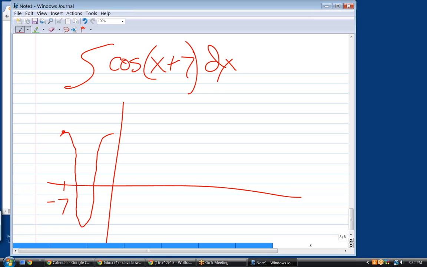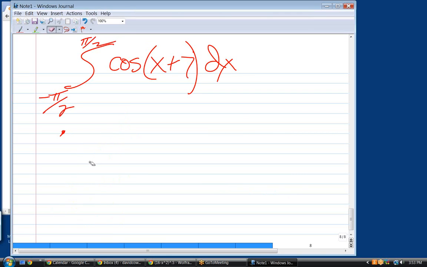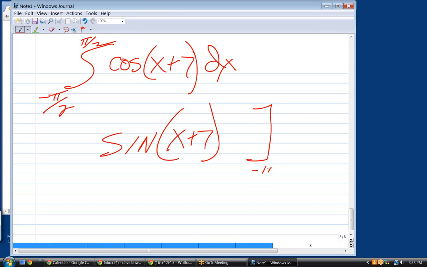Now, how do they want you to get the area of this thing by left ram, right ram stuff? Well, it says compute the definite integral. Okay, from what limit to what limit? From negative pi over 2 to pi over 2. All right. Do they tell you how they want you to do it? You don't know integrals of trig functions, or you do? Well, this one would be sine of x plus 7, evaluated from minus pi over 2 to pi over 2.